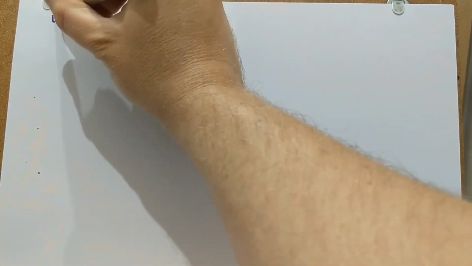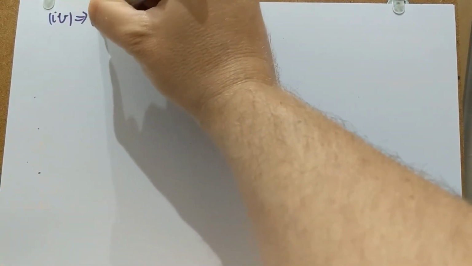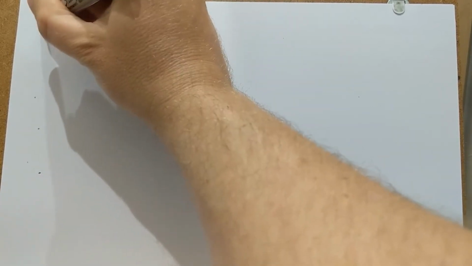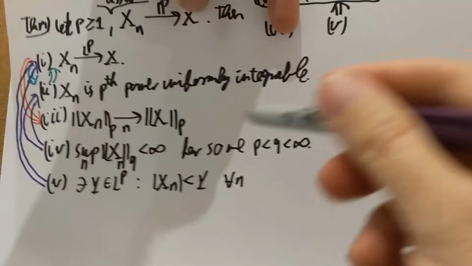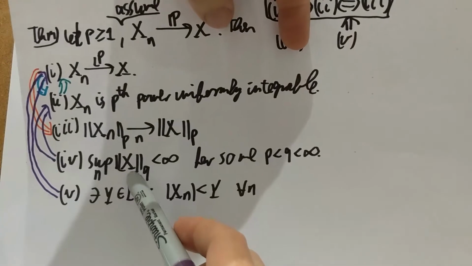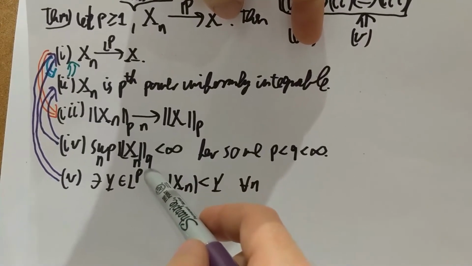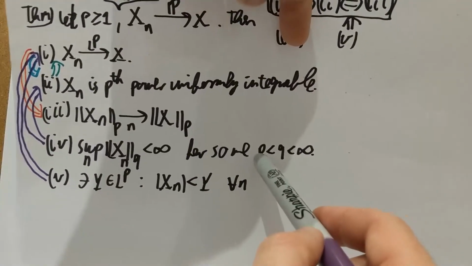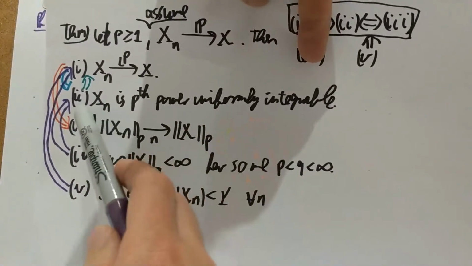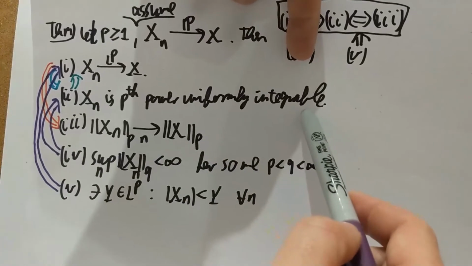Okay, so let me start with 4 implies 2, proof of that. What is 4, what is 2 again? 4 is that the supremum of the Q norms is finite. So we have boundedness in LQ for some Q larger than P, and then this will imply 2, that we have P's power uniform integrability. Okay, that's what we're doing now.